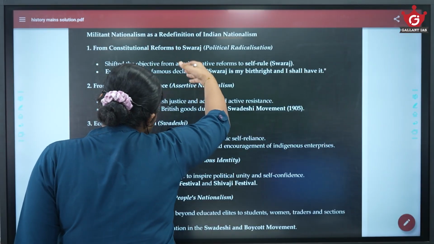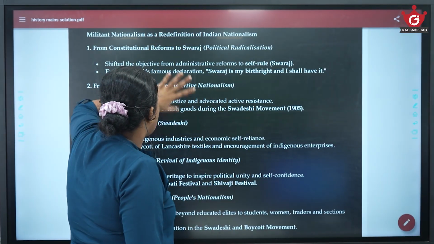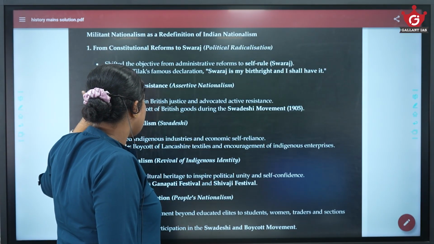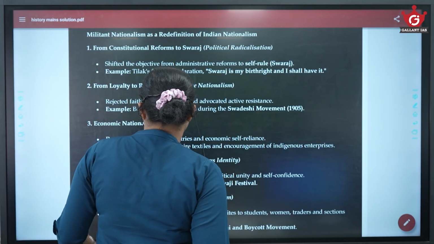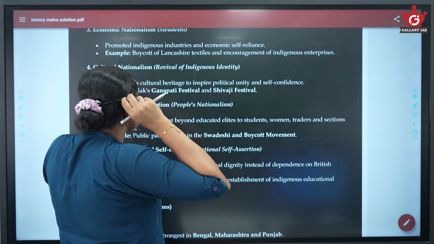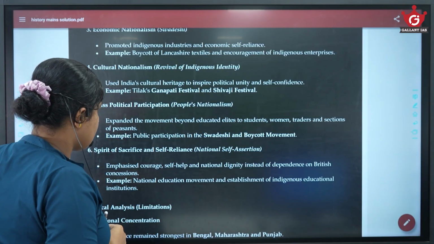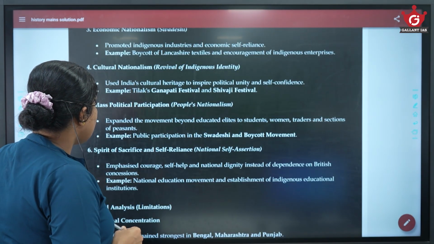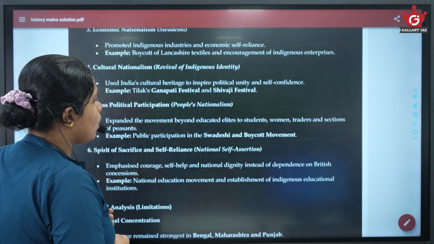You can mention from constitutional reforms to Swaraj, like how Tilak said, Swaraj is my birthright and I shall have it, and they went forward to self-rule. Okay. Then from loyalty to resistance, like being loyal to the British crown, they went to an assertive nationalism, boycott of British goods during Swadeshi. Economic nationalism, we can call it Swadeshi, boycott of textiles from Britain. Next is cultural nationalism, revival of India's indigenous identity. They used India's cultural heritage to inspire political unity and self-confidence. You can talk about the Ganapati festival and the Shivaji festival.